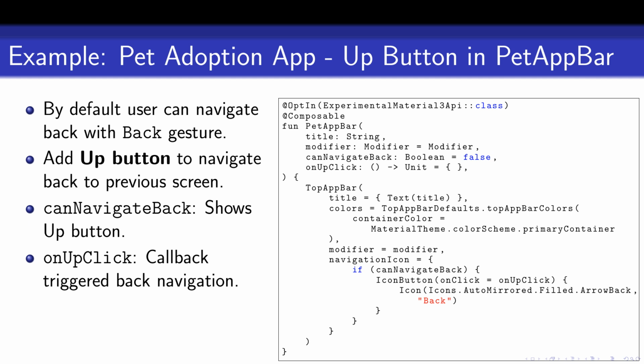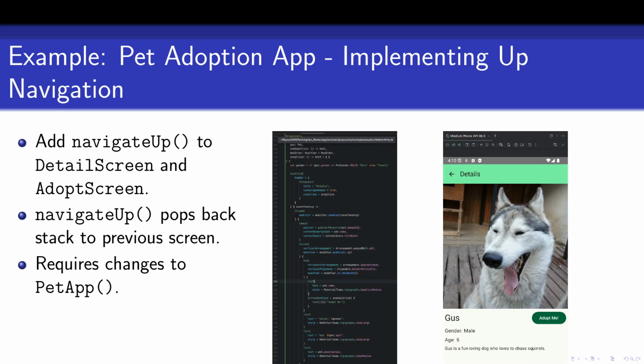it's tapped. To implement the actual back navigation logic, we use navController.navigateUp inside the Detail screen and Adopt screen. This method removes the top screen from the stack, revealing the previous screen. To make this work, we need to wire up the Up button in the Pet app so it passes the onUpClick behavior correctly to each screen.